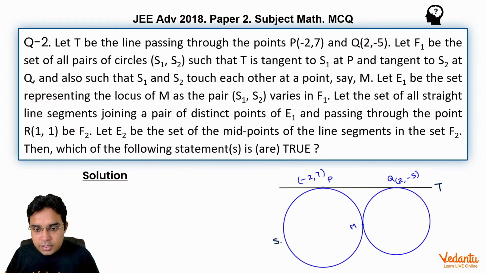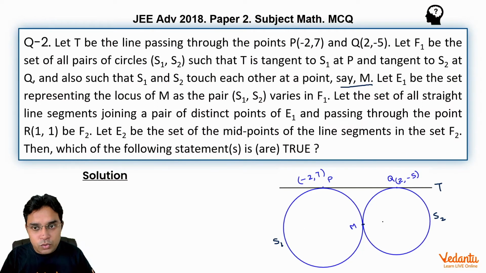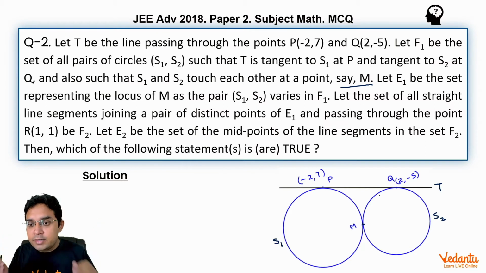So these are my circles S1 and S2. They also touch each other at a point, let us say M. So we have to consider all such possible circles S1 and S2. Now E1 is the set representing the locus of M as the pair S1, S2 varies in F1. So for all such possible circles S1, S2, we have to understand what locus will be represented by M.